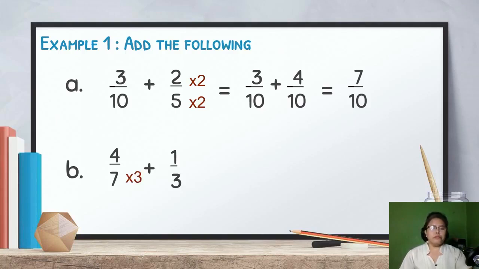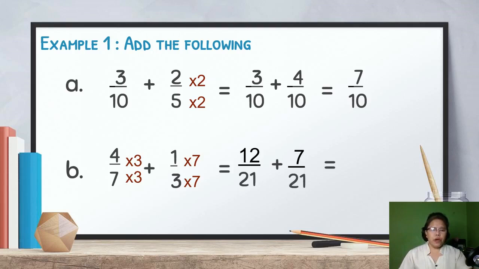And, kung ginawa mo sa baba, gagawin sa taas. So, times 3 mo rin yung 4. And then, yung 3 para magiging 21, times mo ng 7. And then, 7 din, times 7 din sa taas. So, this is now changed to 12 over 21 plus 7 over 21. And the total is 19 over 21. Alright?